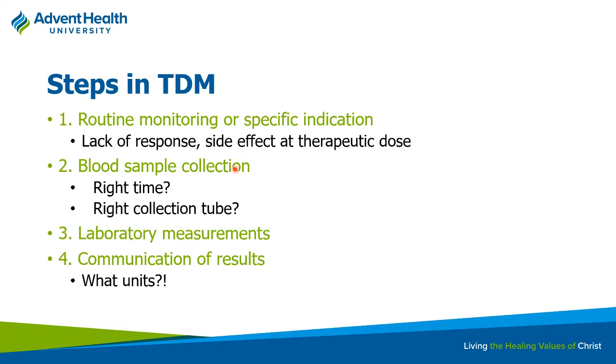Next, you want to make sure the blood sample gets collected at the right time. Appropriate. If you're measuring a trough level, you want to make sure it's right before the next dose. If it's a peak level, you want to make sure it's right after the dose that was given. If it's a random level, then it can be random. It can be at any point. Make sure it's the right collection tube.